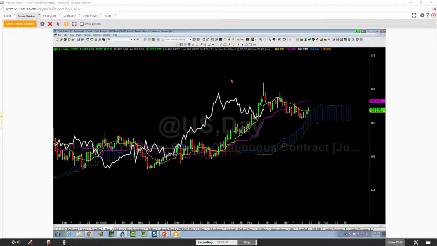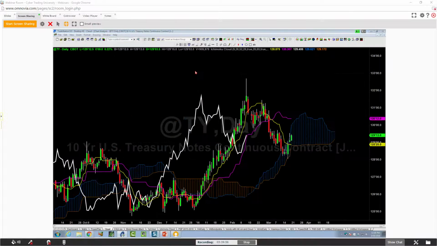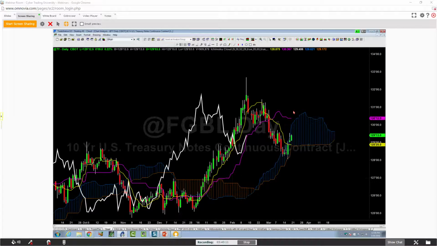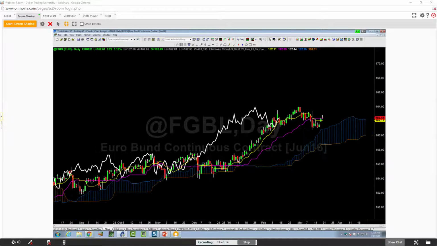Okay. Let's take a look at the 10-year note. 10-year note, look at there, perfect example. Major uptrend, broke the yellow, broke the purple, sold off into the blue. Blue is bouncing. Next target on the 10-year note is going to be 130, 12/32. @FGBL, this is the Euro Bund. Euro Bund is in better shape than ours is. It looks really good. The turning line was broken. The standard line was broken, and now it's back above both. It's probably going to go to 164.